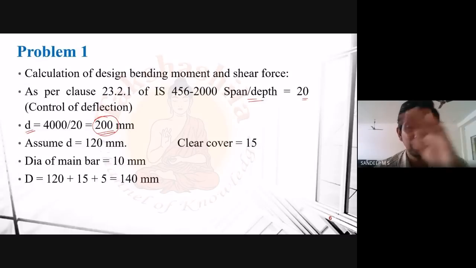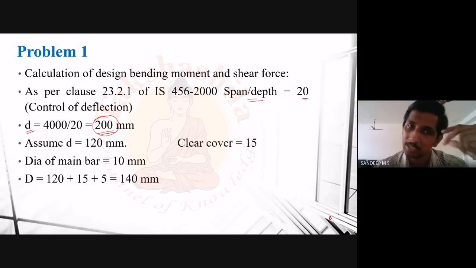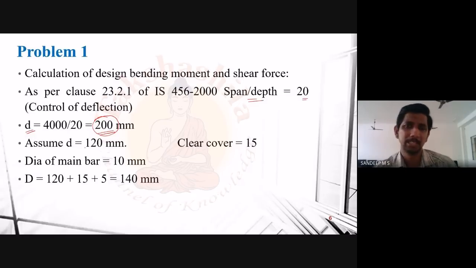Basically we will be providing a thickness of 10 to 15 centimeters, that is 100 to 150 millimeters. That is the normally adopted thickness. In certain cases we will be providing 20 centimeters, but in the normal situation we will be sticking to between 10 centimeters and 15 centimeters. We don't usually provide a higher value than that. That will be more than sufficient in the case of slabs.